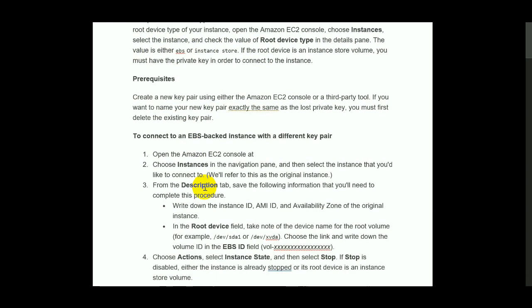So what are the prerequisites for this? You need to create a new key pair, using either the Amazon EC2 console or a third-party tool. We are not going to use any third-party tool; we are only using the Amazon EC2 console. If you want to name your key pair exactly the same as the lost private key, you must first delete the existing key pair. So if you want to create the same name, you need to delete the previous one and then create it again, and then you will get the option to download the PEM file.